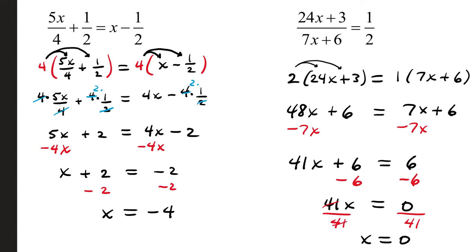Once you decide on a number that all of your denominators will divide into evenly, multiply both sides of your equation by that number, and that's the red 4 there.